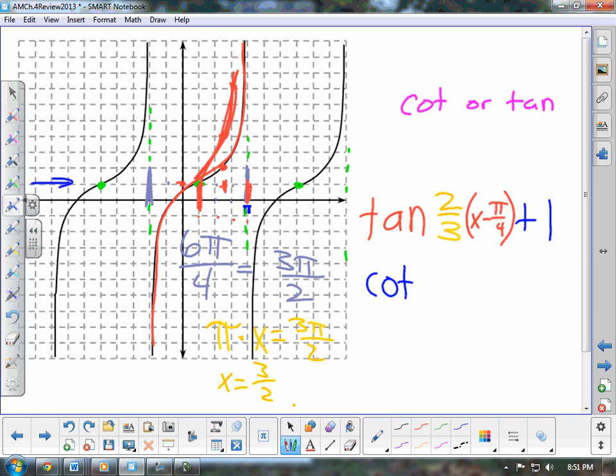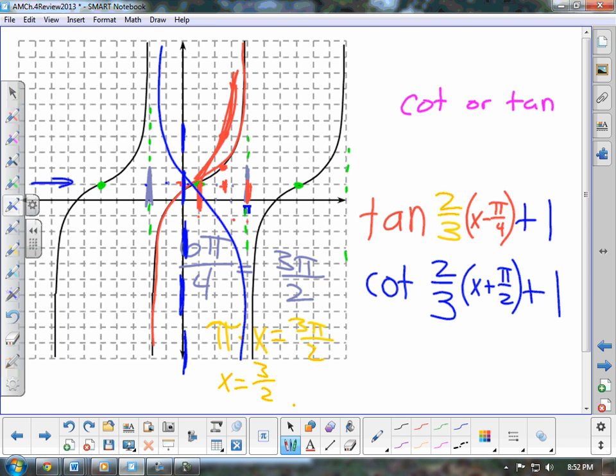If you chose to use cotangent, that would all stay the same. Cotangent is supposed to have an asymptote here, and it doesn't. It is shifted back to the left, which is pi over 2. And cotangent is supposed to go this way, so then we would have to put a negative out in front of it. And that concludes that one.